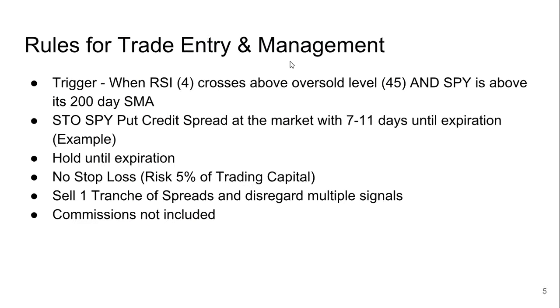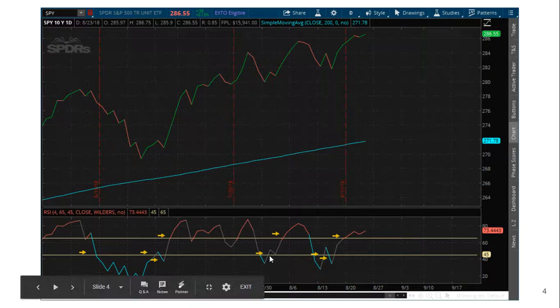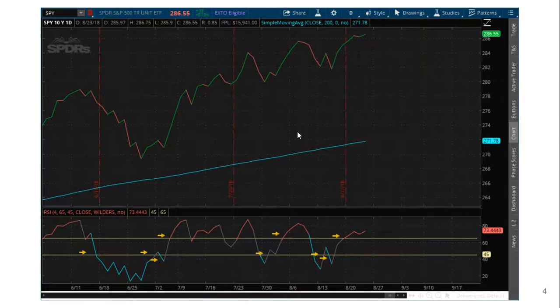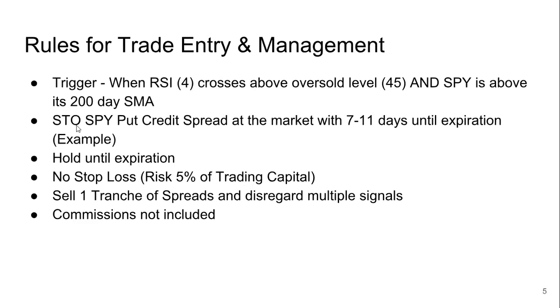Here are our rules for trade entry and management. The trigger is when the RSI, again set at 4, crosses above the oversold level at 45, and the SPY itself is above its 200-day moving average. So here you see all of these signals are valid signals because the SPY is indeed above its 200-day moving average. What we will do is sell to open a SPY put credit spread at the market with about 7 to 11 days until expiration. We're focusing on short-term weekly options. And I'll show you an example here in just a moment.